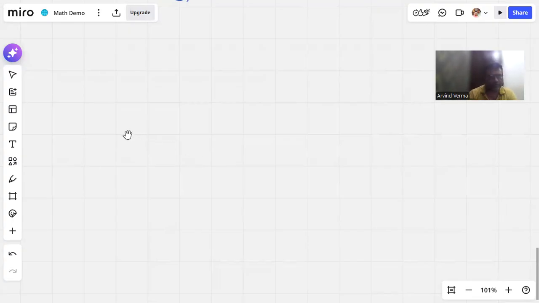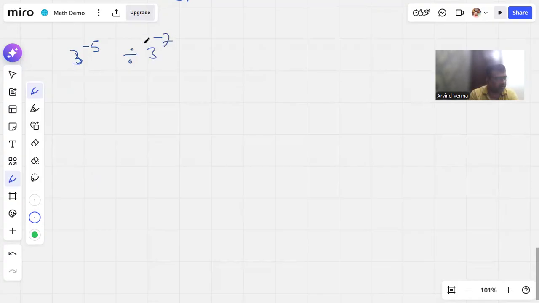Let's solve some more questions. 3 raised to the power minus 5 divided by 3 raised to the power minus 7, and whole multiplied by 3 raised to the power minus 3.